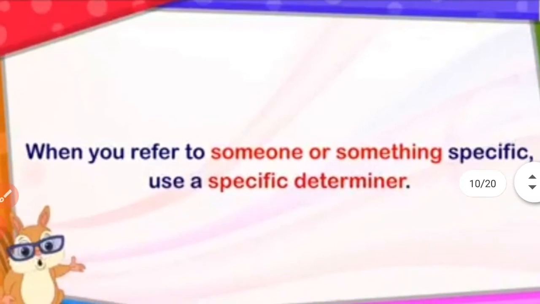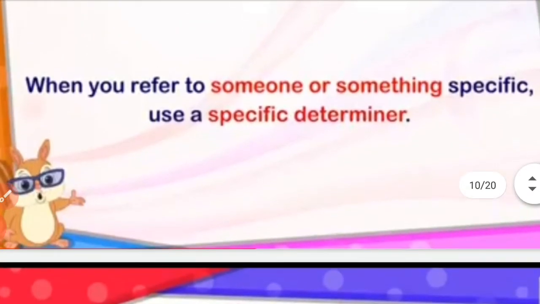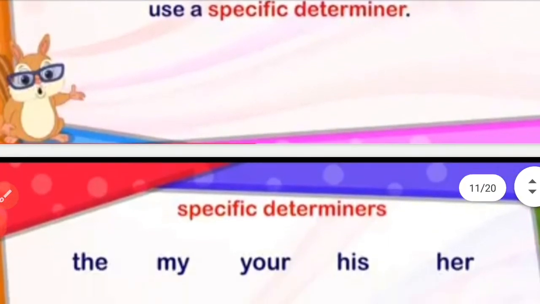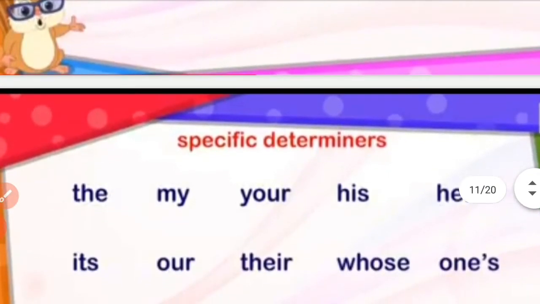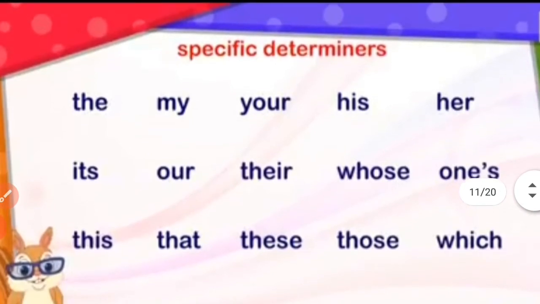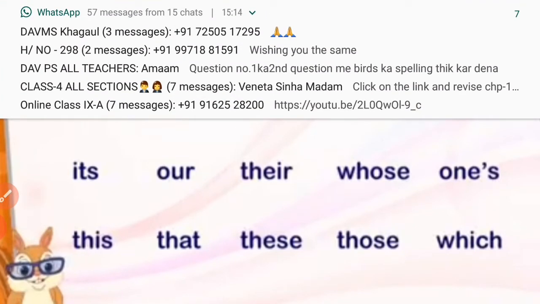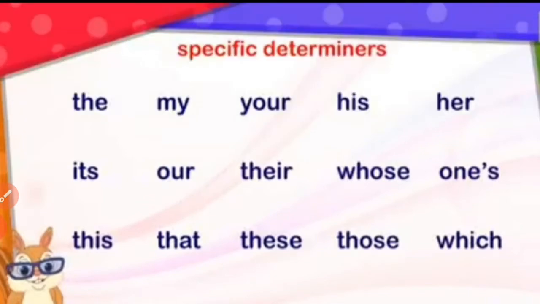Okay, so when you refer to someone or something specific, we have to use a specific determiner. I have made two different columns, or you can say lists of determiners. You can see on my screen right now the list of specific determiners: the, its, this, my, our, that, your, their, these, his, whose, those, her, one's, which. Okay, now these words are your specific determiners.